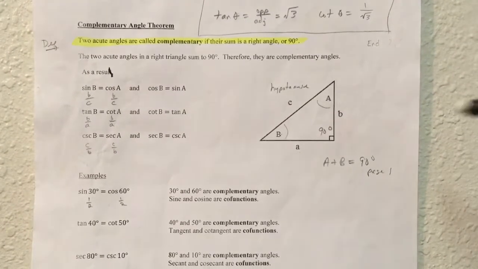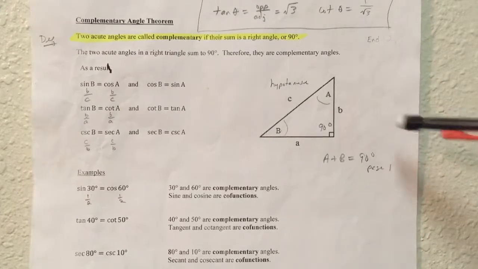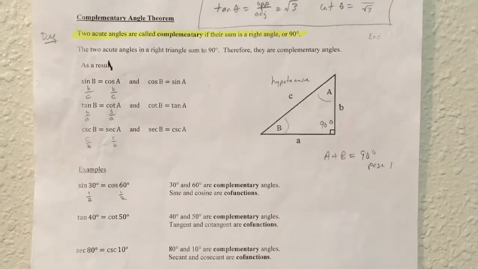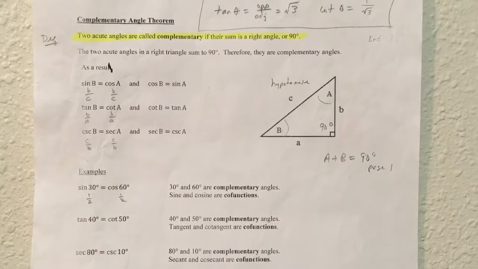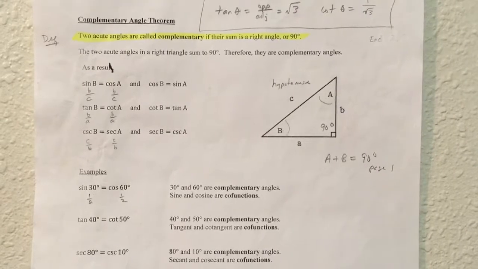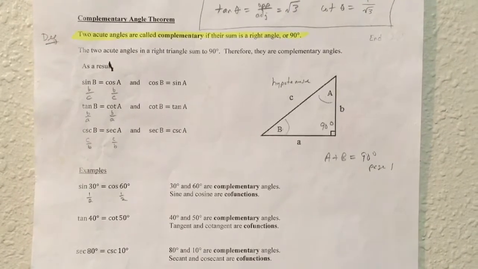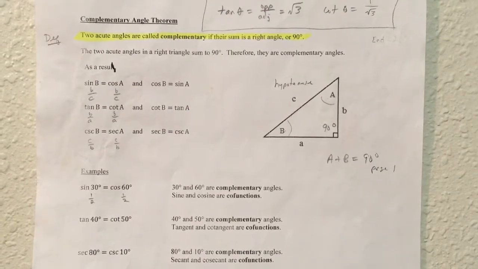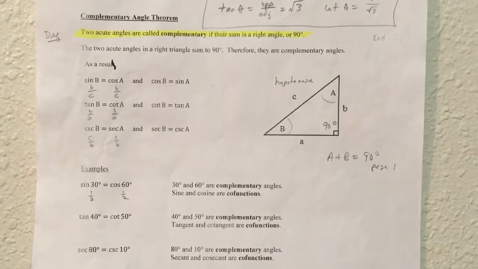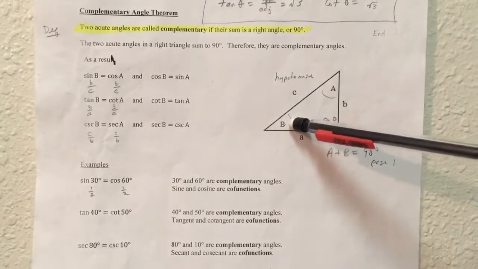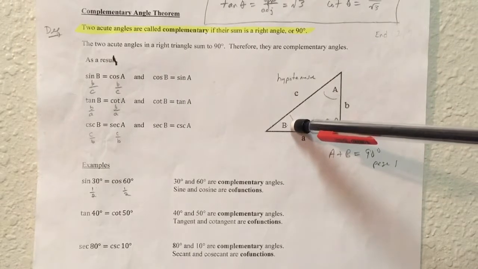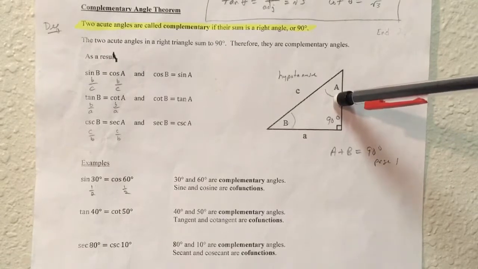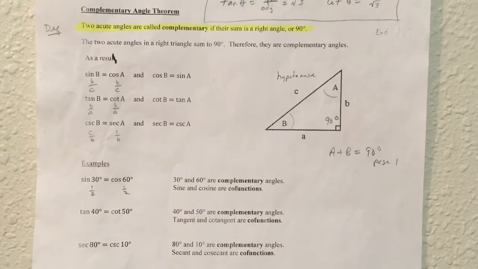And so here's the diagram from the first page of a right triangle with acute angles A and B. And we know from page 1 that the sum of those two acute angles is equal to 90 degrees. And so angles A and B in our right triangle are complementary angles. Well, as a result, the sine of the acute angle B is equal to the cosine of the acute angle A. That's what the complementary angle theorem is all about.